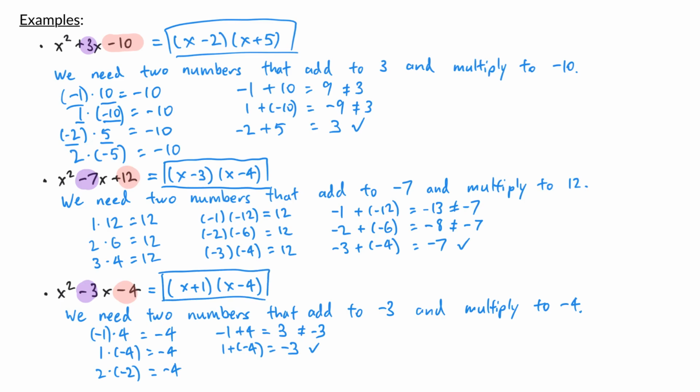Now, as you get more comfortable with this, you don't need to write out all of this work. You'll want to get to the point where you can do this in your head. You'll want to be able to come up with two numbers that add up to the coefficient b and multiply to c. So now let's look at the more complicated version, where the leading coefficient of our quadratic is not 1. To factor a quadratic polynomial of the form ax squared plus bx plus c, we'll need to follow a few steps.